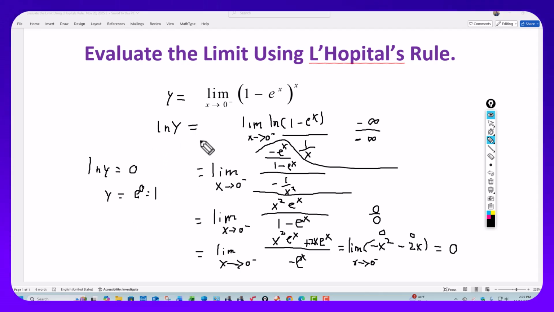But what is y? Y is this. Let me take this off here then. Now I know the value of y. And y is this limit here. So using L'Hospital's rule and going through all this calculation here, we get the answer. The limit as x goes to 0 from the left side of this expression, 1 minus e to the x, is equal to 1.